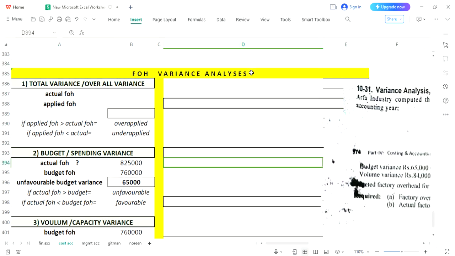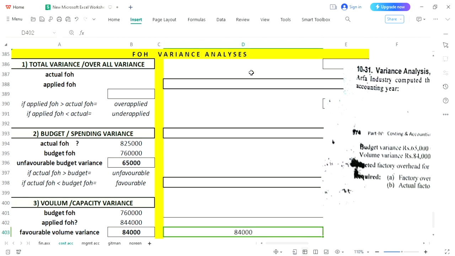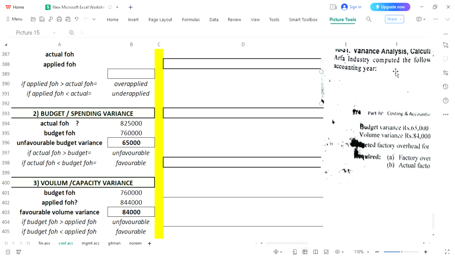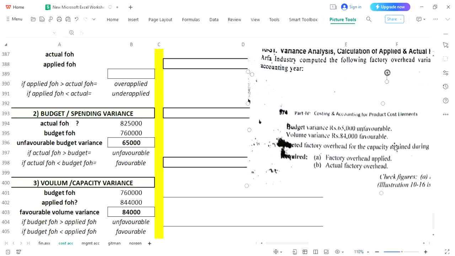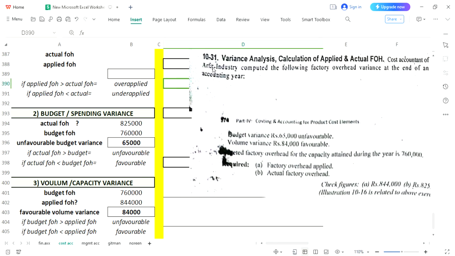You haven't written anything, neither have you calculated actual, applied or budget FH. Nothing has been calculated, and this was just to make you understand. You have written nothing. Half of the format has been used, and both of our formula requirements are completed. We have checked our answer. It means our question has been completed. So question 31 has been completed. And one more thing, you haven't calculated total variance as well.